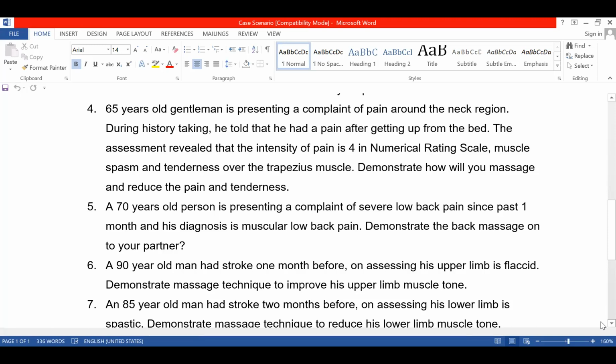Actually, you need to give treatment only over the trapezius muscle because that is the muscle that is in spasm. And another thing is you can just use the same technique as the previous question. You don't need to add cupping. So here we are going to break the spasm.